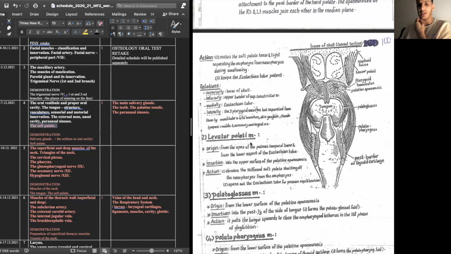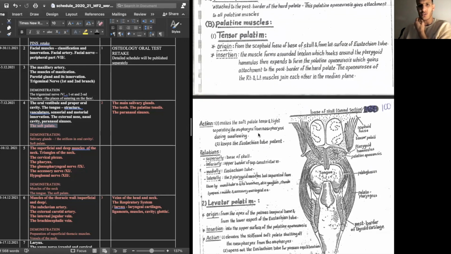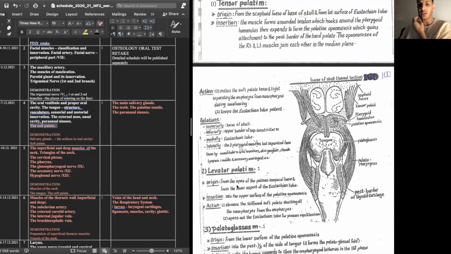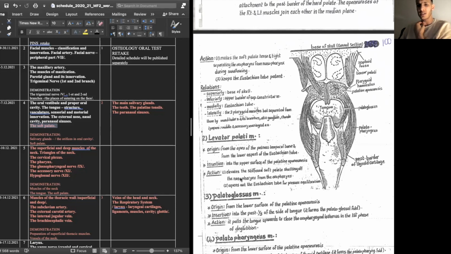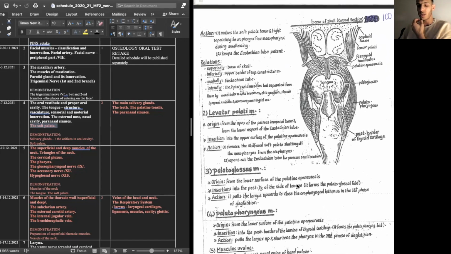So levator palati muscle, as you see, tensor tenses, levator elevates. Now you're going to see the action of it. It says here elevates. Origin from the apex of the petrous temporal bone and from the lower aspect of the eustachian tube, insertion into the upper surface of the palatine aponeurosis. Action elevates the stiffened soft palate, shutting off the nasopharynx from the oropharynx. That's where we don't want food going to the nasal cavity.